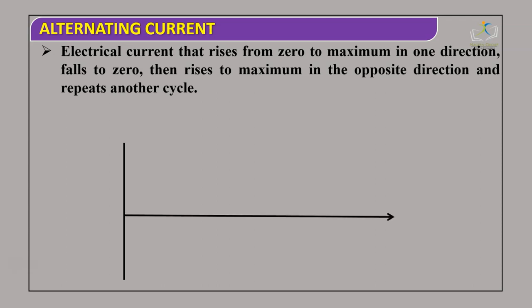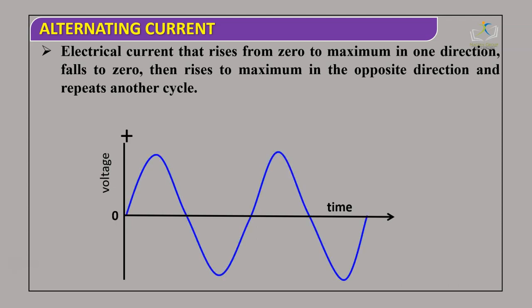So I'm just making a coordinate. This is the time axis and this is the voltage axis. If the current starts to alternate itself, initially that will be 0, then maximum, then again 0, like this. So this is a repetition of a cycle. This is called the alternating current diagram.